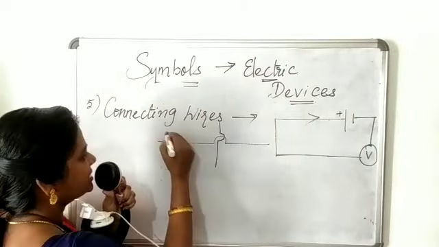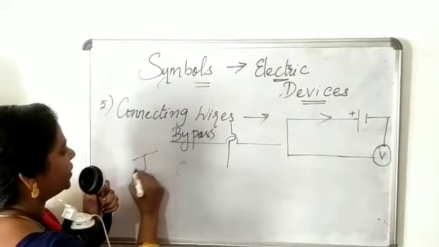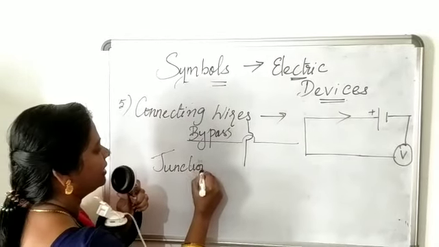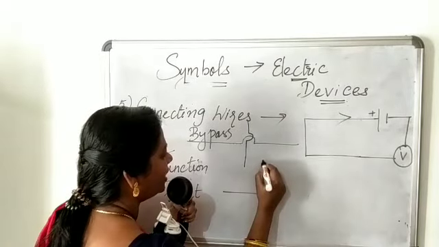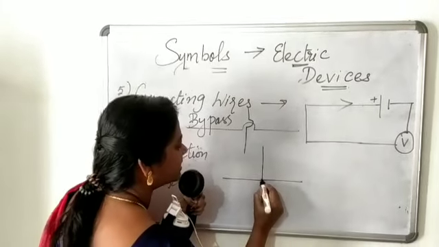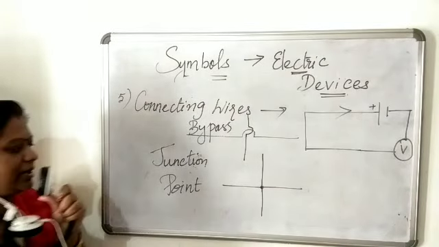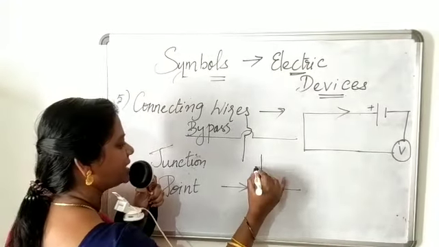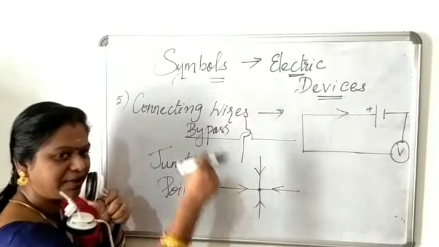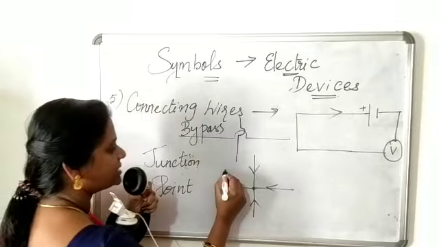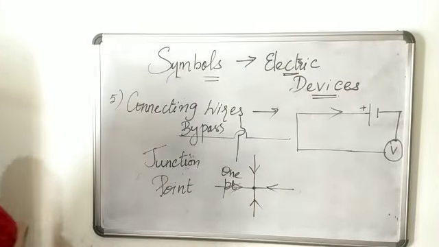This is a bypass, called connecting wires. The next one is called a junction point. That is, whatever you are giving, everything is connected in one terminal. Maybe the flow comes from this side, this side, this side, and this side. So it is connected at a particular point, and this is considered as a one point current.